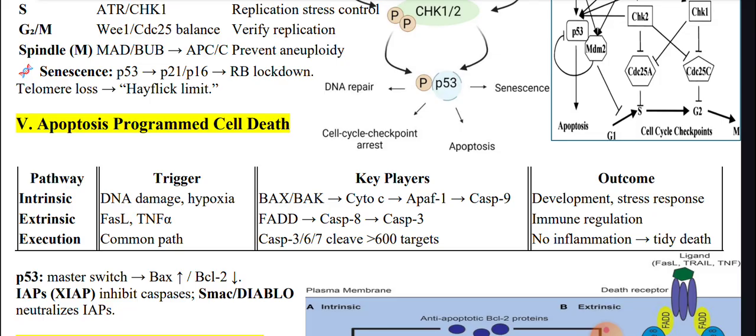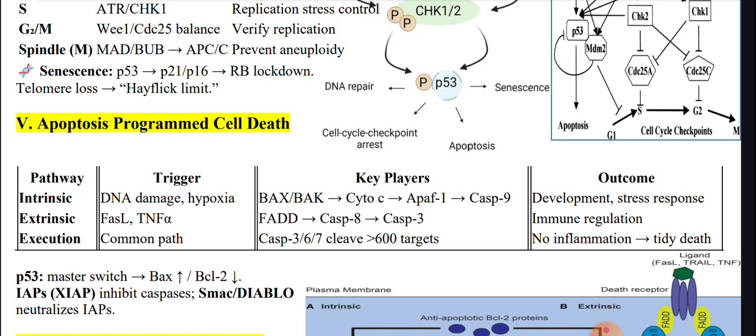Receptor binding triggers death directly. Binding causes the death receptors to cluster together, and this recruits adapter proteins like FADD, Fas-associated death domain, to the intracellular side. This complex, called the DISC, death-inducing signaling complex, then directly recruits and activates the initiator caspase for this pathway, caspase 8.